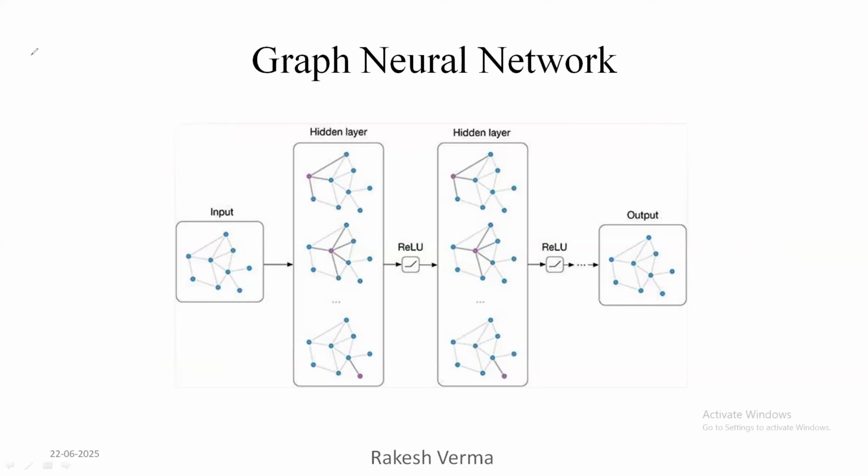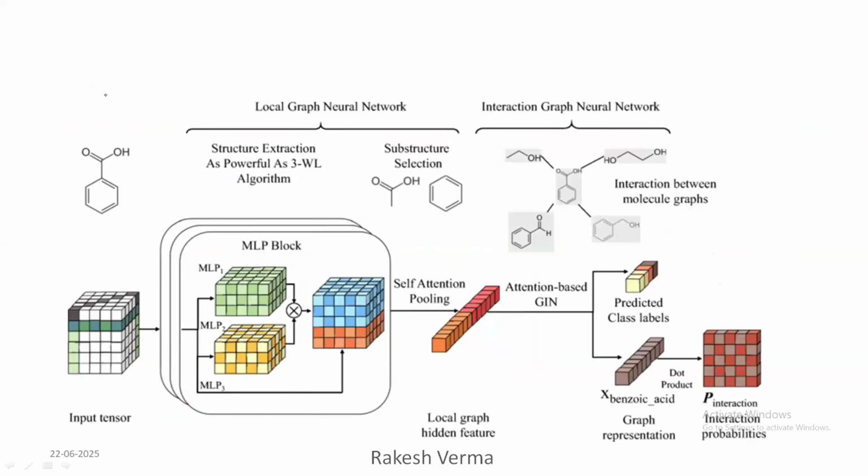And after this, you can see this one basically shows a graph neural network architecture. So it is basically, we can say, medical molecular analysis. It is basically representing the particular graph. So you take it as an input tensor, and those are defined as multiple processing blocks. Then it performs self attention pooling, attention GIN, attention based GIN. So this is basically a structure selection of molecules.